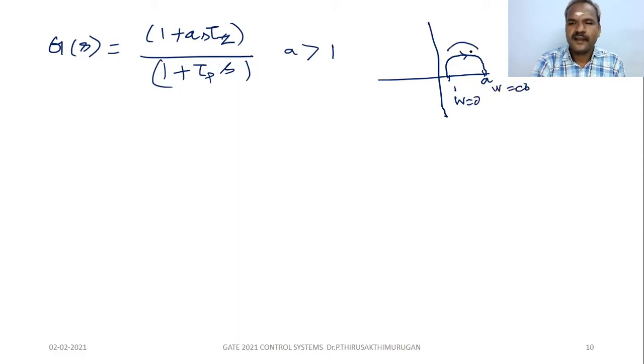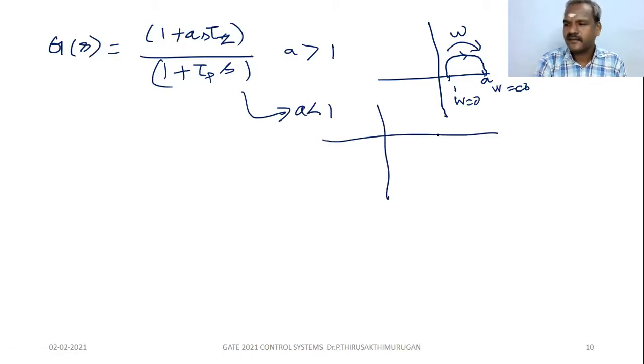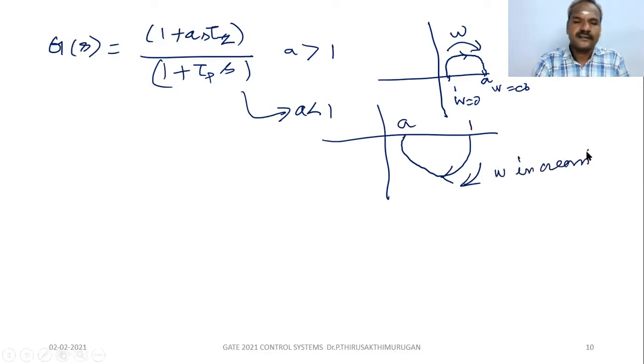Omega increasing. For the same transfer function, if this a value is less than 1, the same curve is a reversed semicircle. This is 1, this is a, omega increasing. Understand?